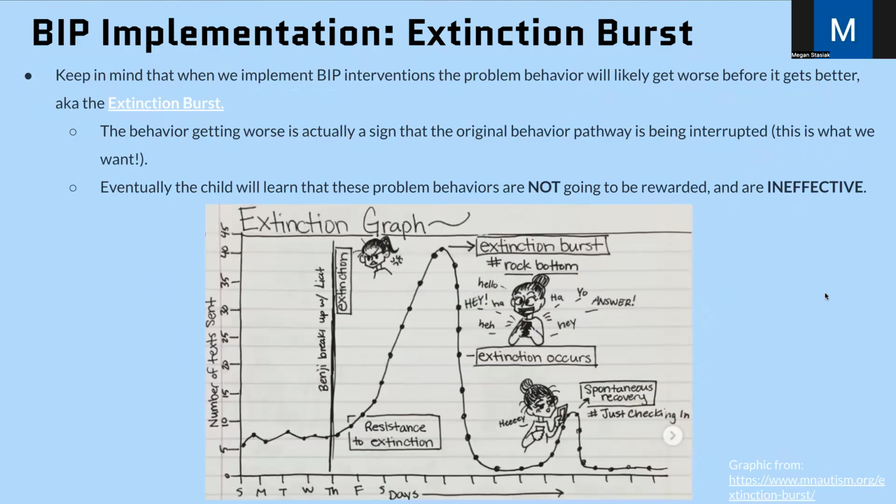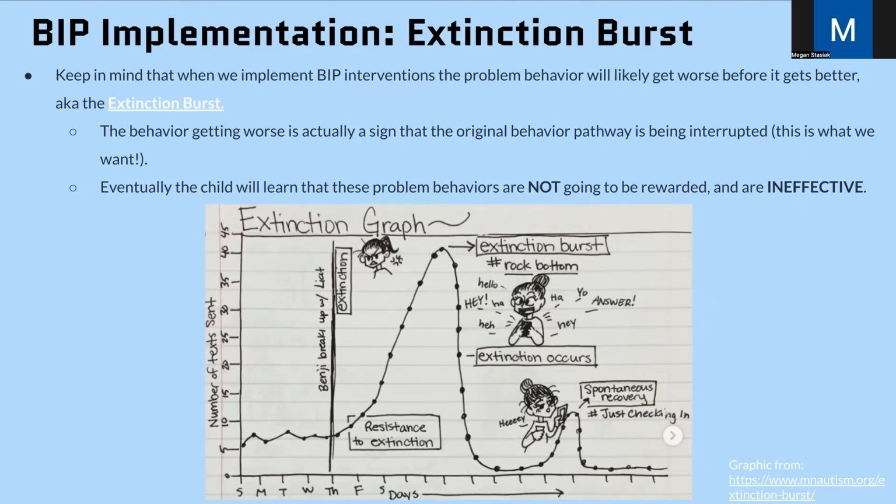The next thing we're going to get into is BIP implementation. A really big thing I want to mention is something called the extinction burst. So, unfortunately, when we first implement these BIP interventions, that problem behavior is likely going to get worse before it gets better. This is called the extinction burst. And the reason that happens is because that original behavior pathway is being interrupted. But that's what we want. This is actually a good thing.